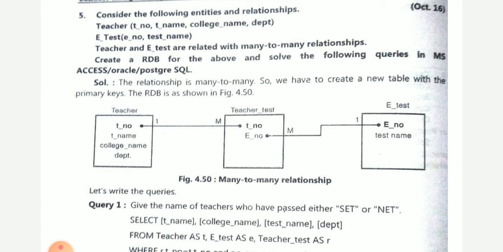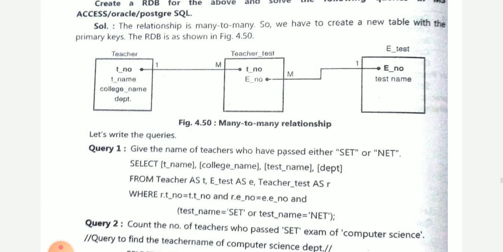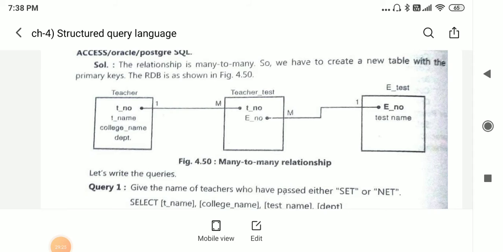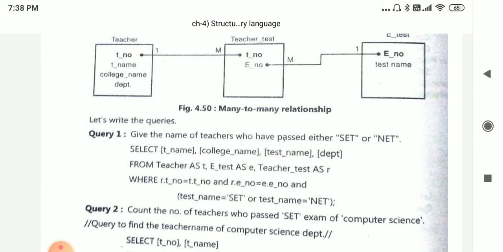See here, consider the following entities and relationship, that is teacher, T number. Here teacher, teacher test and E test, these three entities are there, and these three entities consist of attributes. The teacher table consists of teacher number, teacher name, college name and department. Many to many relationships are between all these tables. Teacher test consists of T test, T number and E number. E test consists of E number and test name.